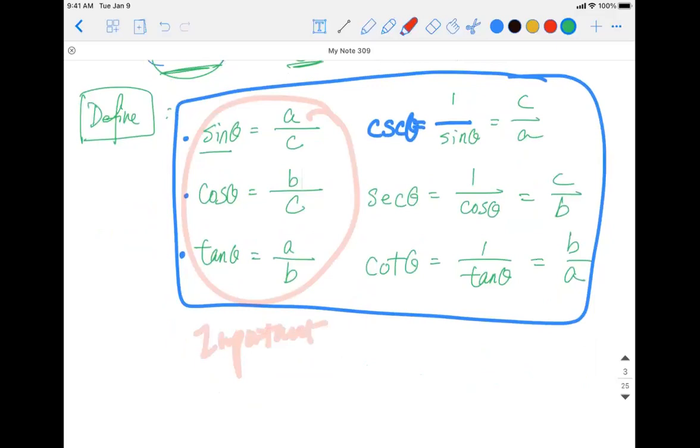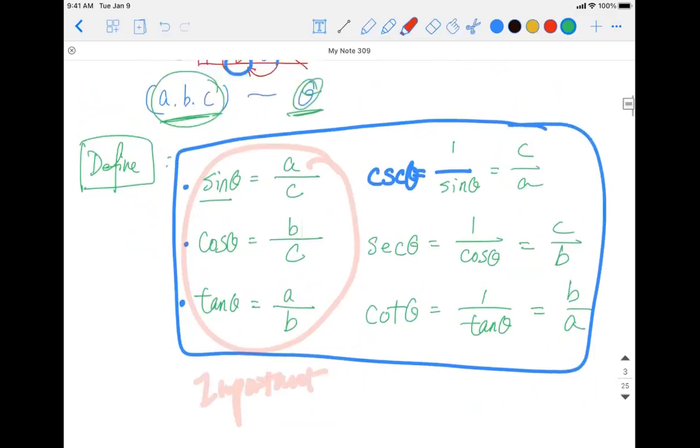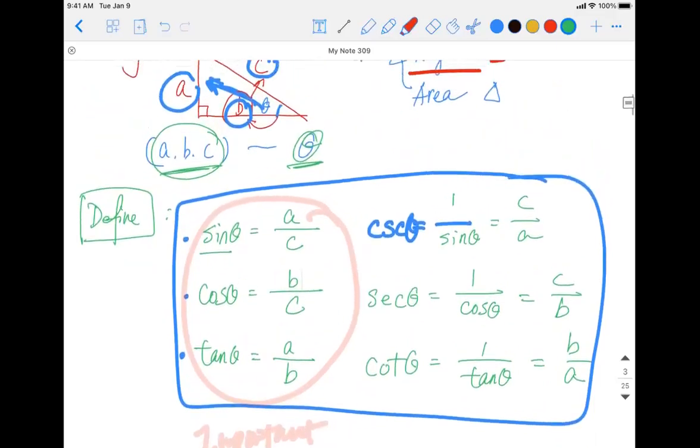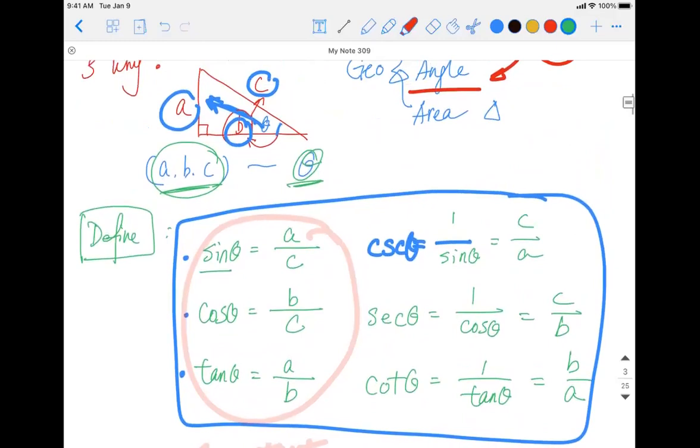Okay, so this is actually where the definition comes from. We just try to use our definition to present sine, cosine, and so on and so forth. Before we move forward, let's have another quick talk. Now you can find out all those definitions are actually raised in the right triangle.